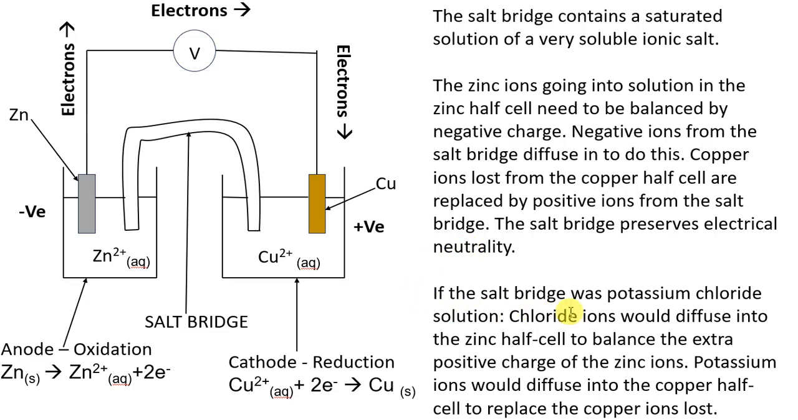Now, if the salt bridge was potassium chloride solution, chloride ions would diffuse into the zinc half cell to balance the extra positive charge of the zinc ions. Potassium ions would diffuse into the copper half cell to replace the copper ions lost.